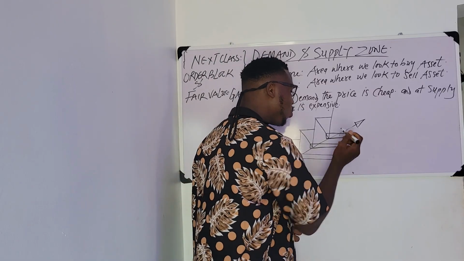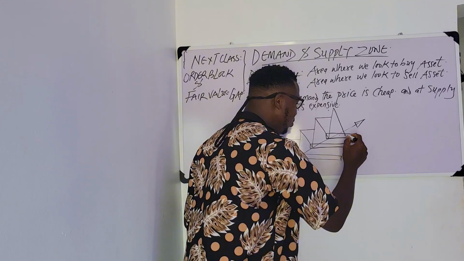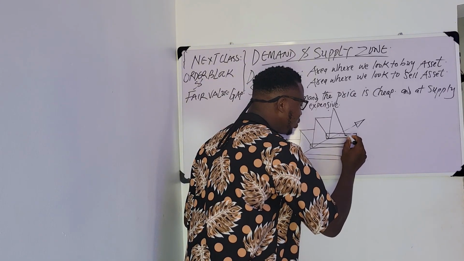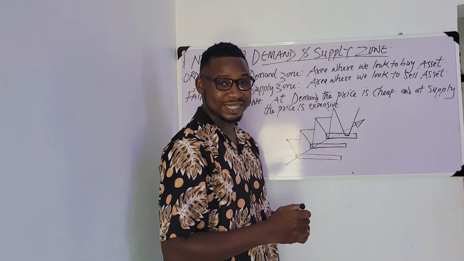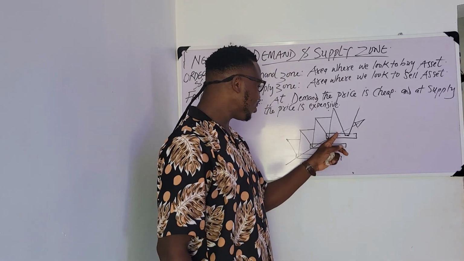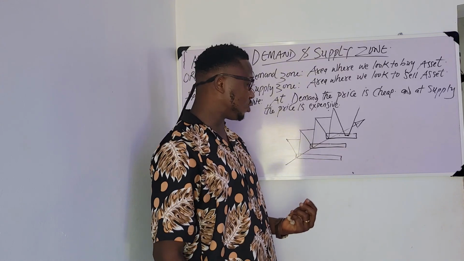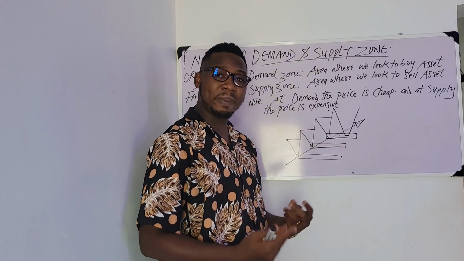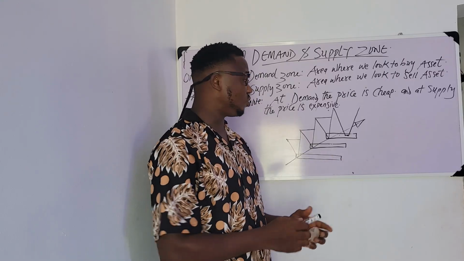You will stay here and wait until the price comes to these demand zones. You look for opportunities to now buy the price upward. You see the point now? So these zones are what we call demand zones. These are where you wait for price to retrace to before you look for an opportunity to buy. You buy at demand zones. So that is it.